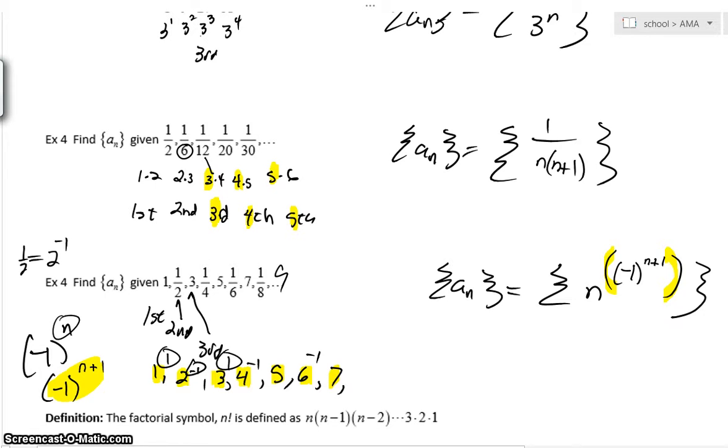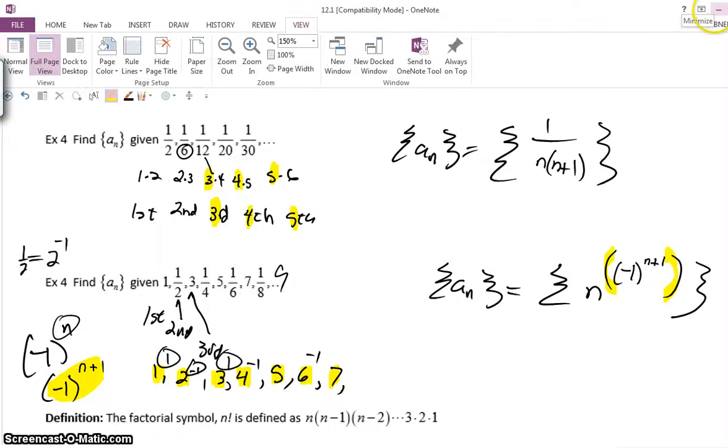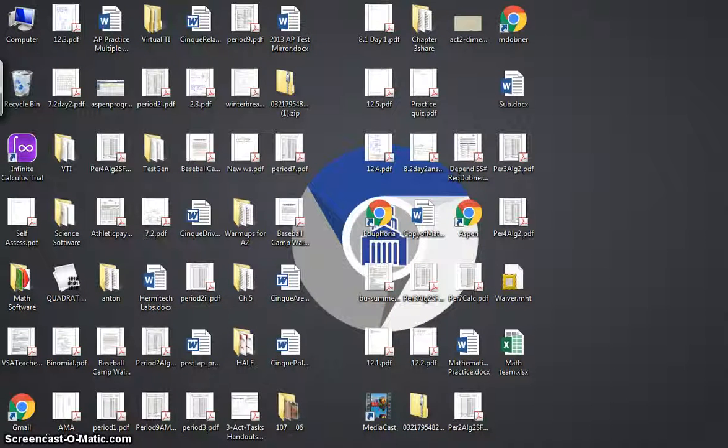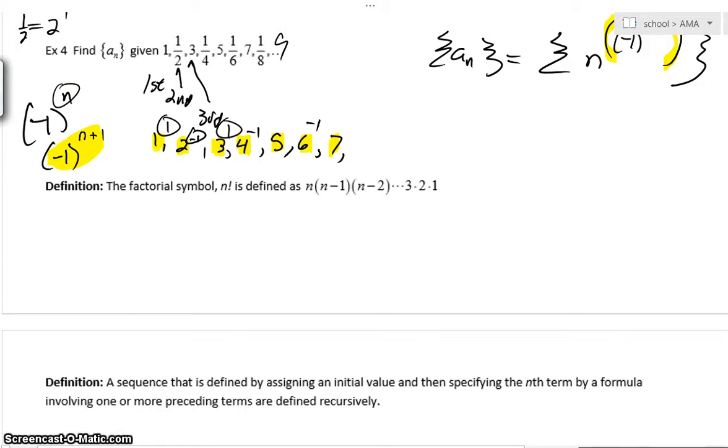Really like that. Well, the factorial symbol, hey, we've seen that before. You know what? Forgive me. We're going to have to restart the program because the calculator paused this. Factorial symbol. It's n times n minus 1 times n minus 2 times and so forth. So 7 factorial is 7 times 6 times 5 times 4 times 3 times 2 times 1. Some of your problems might involve factorials.